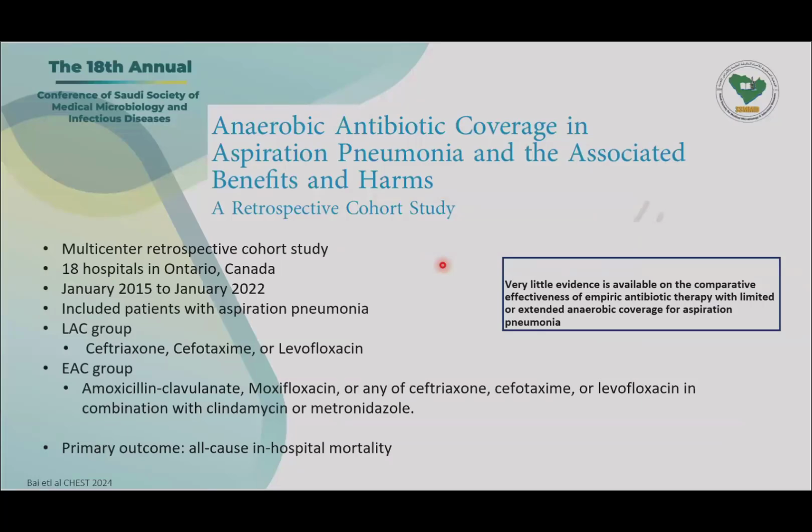Next study, this is just a little bit of change. This is a retrospective study published in Chest in 2024, on anaerobic antibiotic coverage in aspiration pneumonia. As you know, aspiration pneumonia represents a large category, around 15% of all cases of community-acquired pneumonia. And although the guideline stays neutral in terms of the recommendation to give clindamycin or metronidazole for these patients, very little evidence exists on the comparative effectiveness of the empiric antibiotics when it comes to patients with aspiration pneumonia.